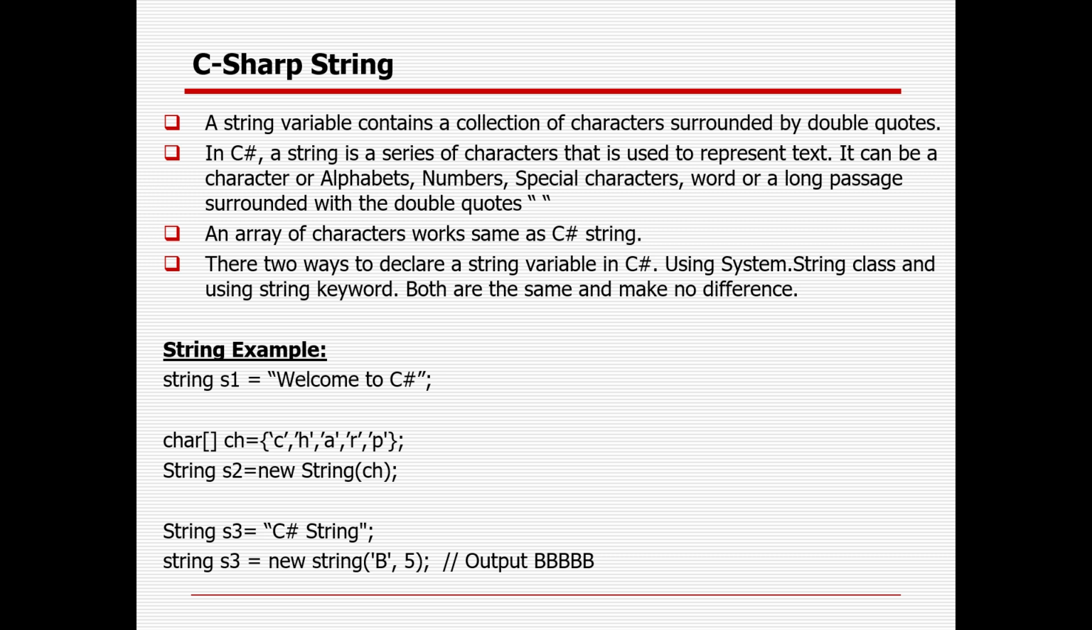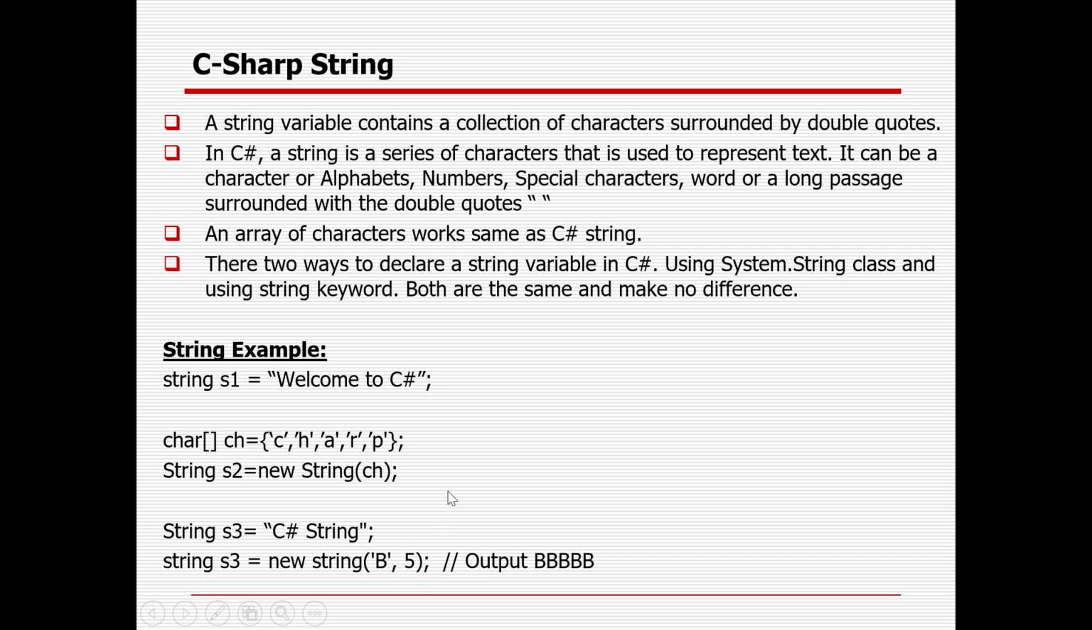There are two ways to declare a string variable in C#: using the System.String class and using the string keyword available in C#. Both are the same and make no difference. Now let's understand the different ways we can declare a string variable. With the help of the string keyword we can declare it. You can see an example here. We can convert a character to a string, and also we can use the System.String class to define the string. Apart from that, there is another way: in case we are using the same character, we can repeat it n number of times.